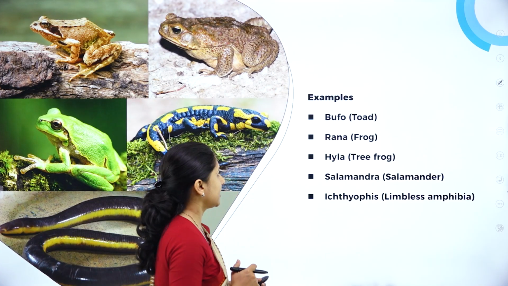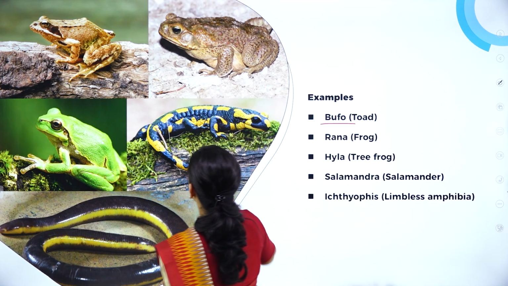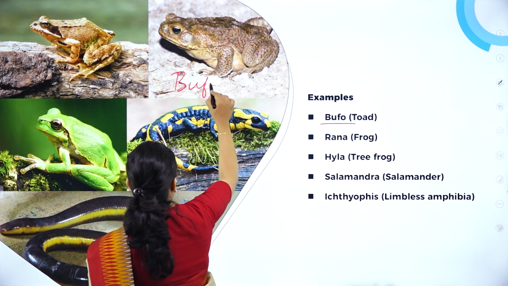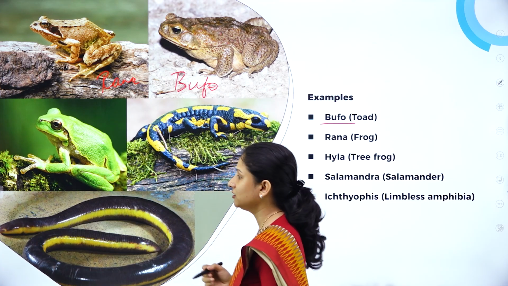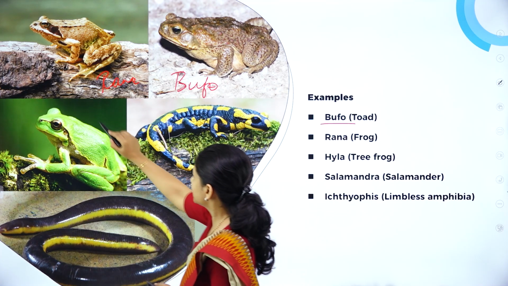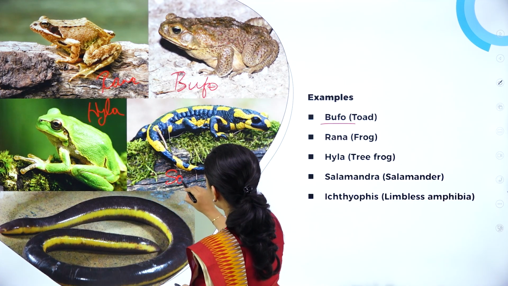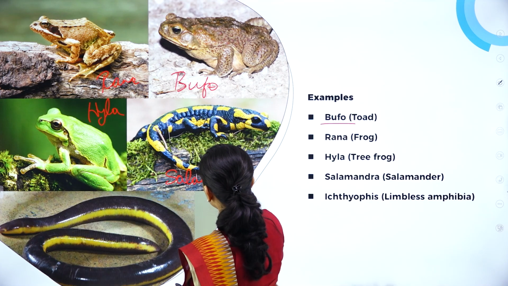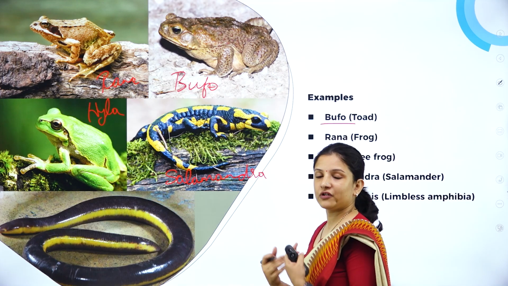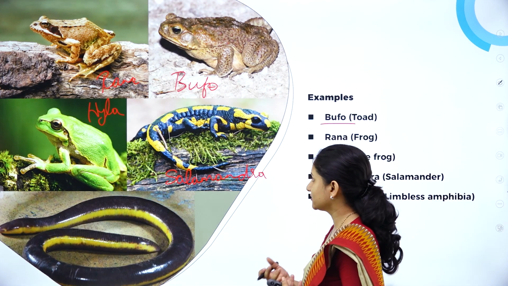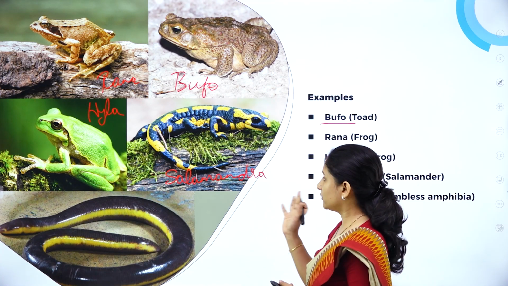Next, talking about some of the examples, there is Bufo, which is a larger frog which is also called a toad. So this is Bufo. Then we have Rana, which is the common frog that we find everywhere during the rainy season, Rana, and Hyla, which is tree frog. This is Hyla, and this is Salamandra. So Salamandra almost looks like a lizard, but they have put it under class Amphibia because they show most of the characteristics of amphibians. That is, they also live in water as well as on land.